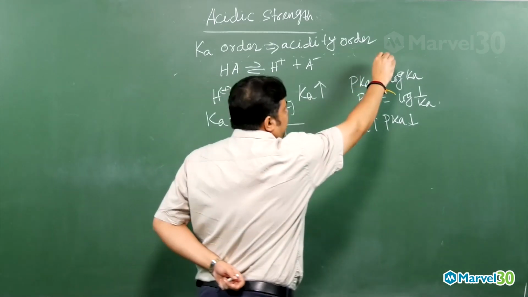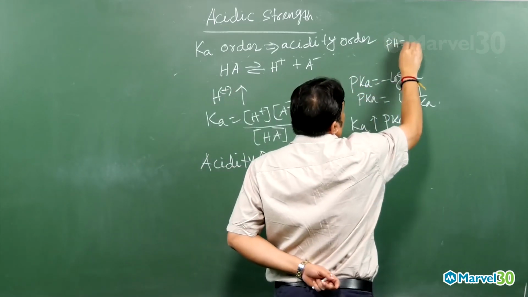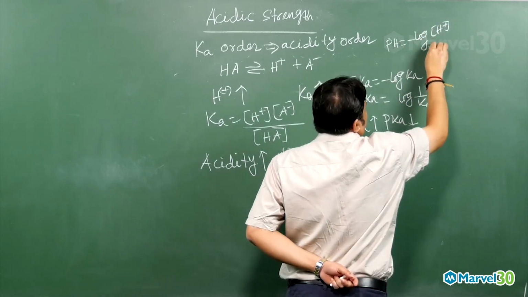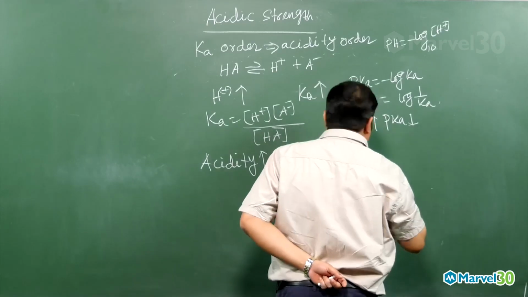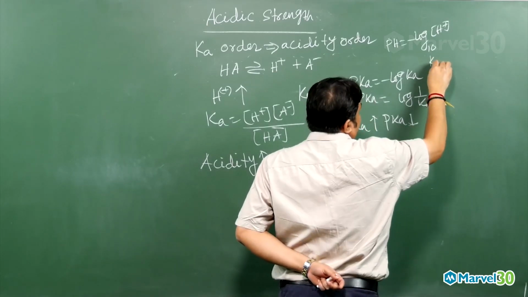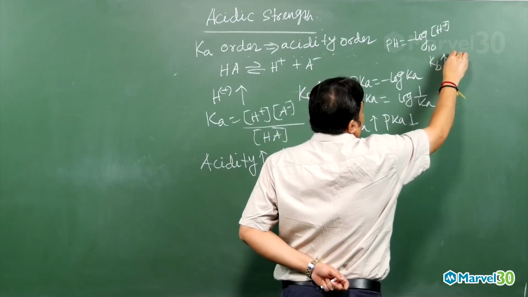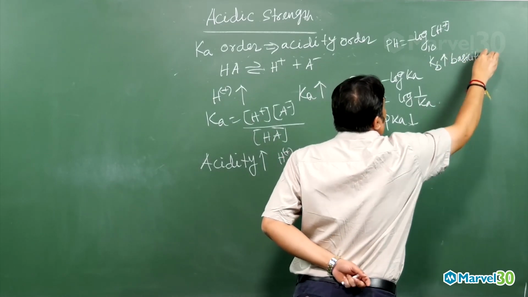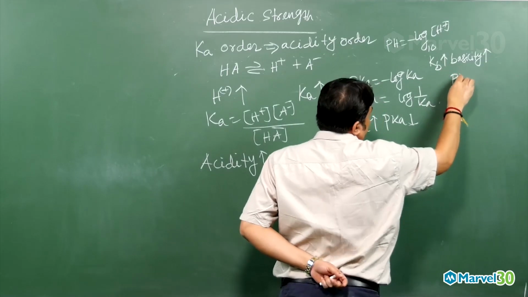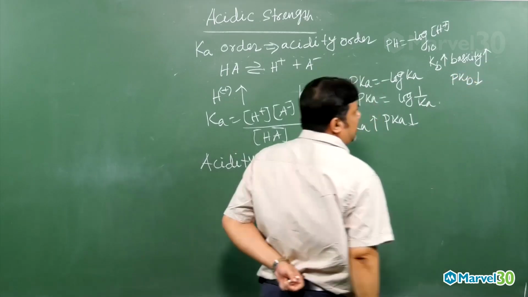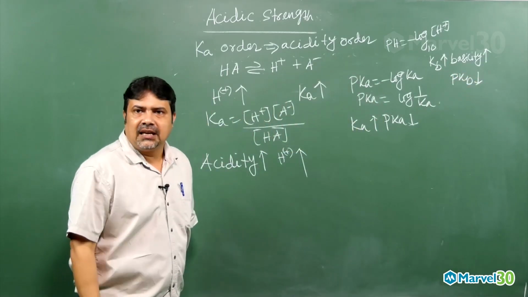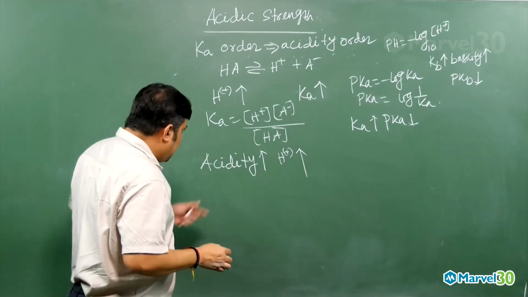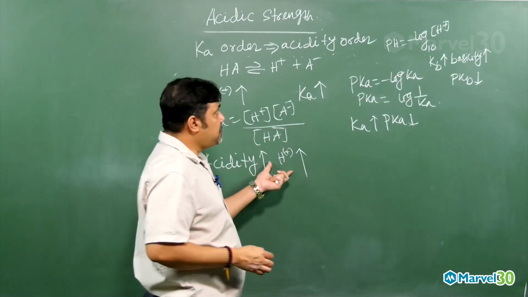Already we know the relation pH equals minus log of H plus concentration. Similarly, Kb is nothing but a measure of basicity. Kb more means basicity will be more, and Kb more means pKb will be less, because pKb is minus log Kb, the same way as pK. So acidity more means H plus more.